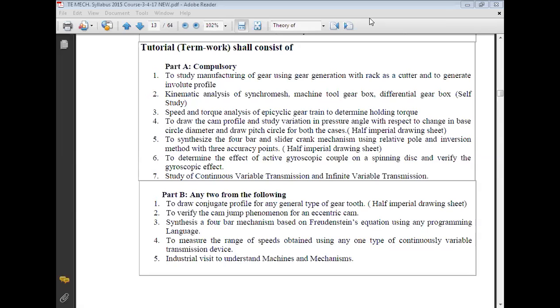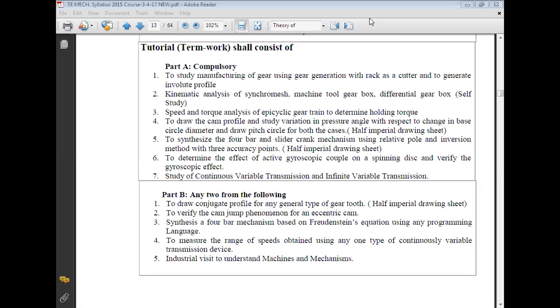Next one is to determine the effect of active gyroscopic couple on a spinning disc and verify the gyroscopic effect. So it will be done on what we can say an actual experimental setup, where we are going to analyze the different gyroscopic couples, okay, on the gyroscopic instrument.